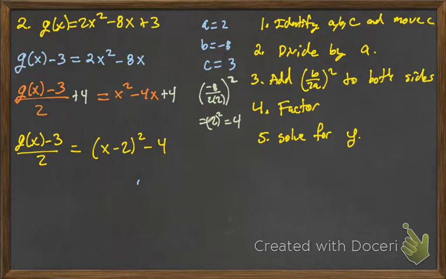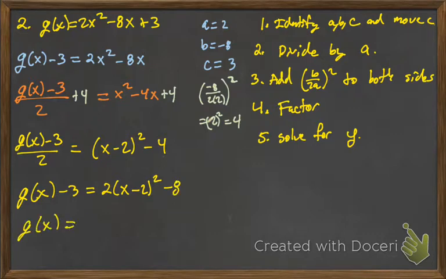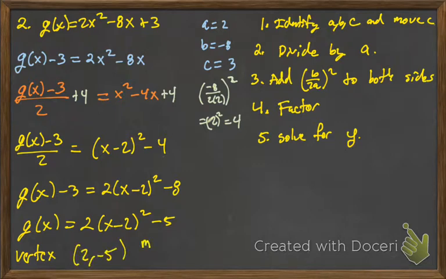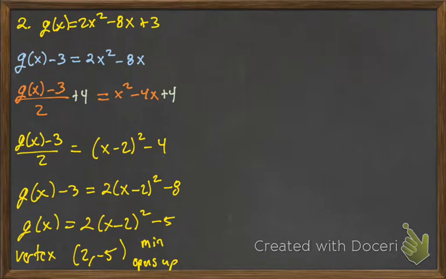Now we just need to solve for g of x or y, so we're going to multiply both sides by 2 and then add 3. So g of x is going to be equal to 2 times x minus 2 squared minus 8, and then we'll add 3 to both sides. Okay, so we get 2 times the quantity x minus 2 squared, and then minus 5. So that gives us our vertex of 2 and minus 5. And because our a is positive, this is going to open up, so we're going to have a minimum. We also have an axis of symmetry, AOS, x equals 2.